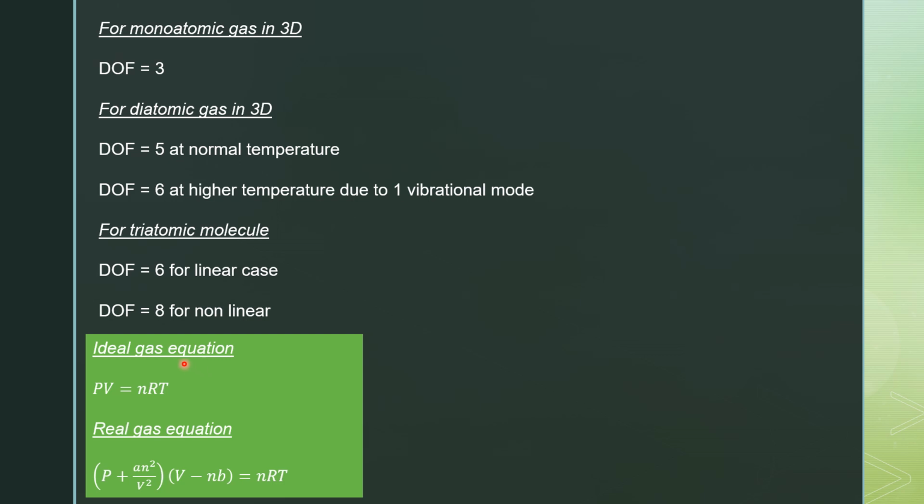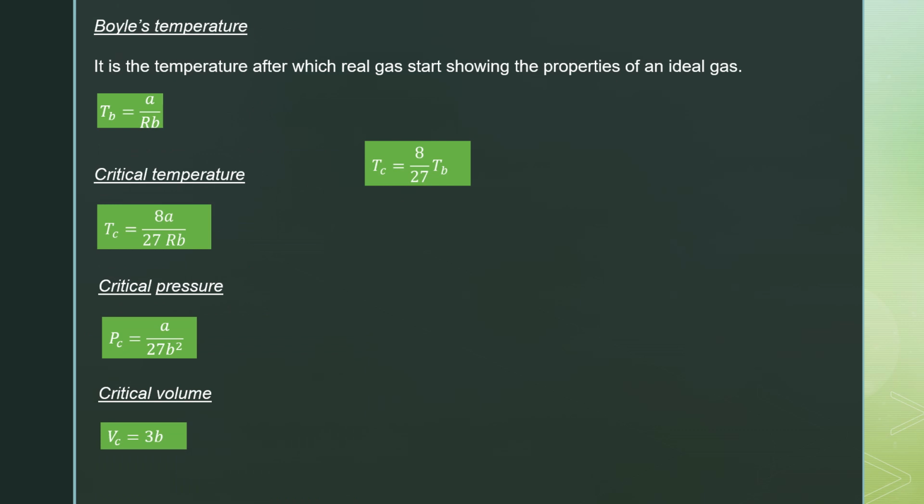We know that the ideal gas equation can be written as PV equal to nRT, and the real gas equation is written as (P plus an²/V²)(V minus nb) is equal to nRT. This is the pressure correction and this is the volume correction. Then Boyle's temperature. So this is the temperature after which real gas starts showing the properties of an ideal gas. So the Boyle's temperature can be written as a by Rb.